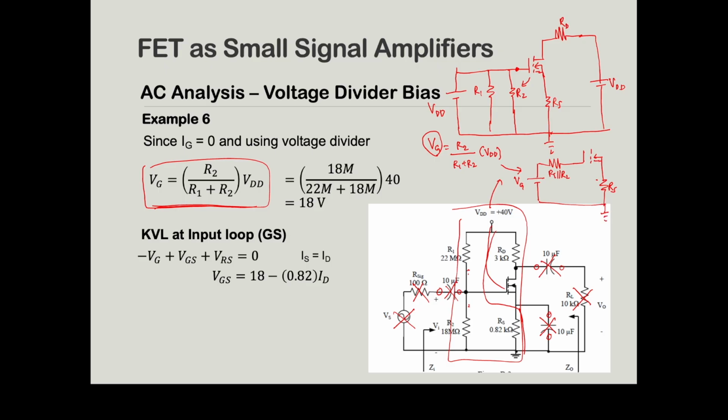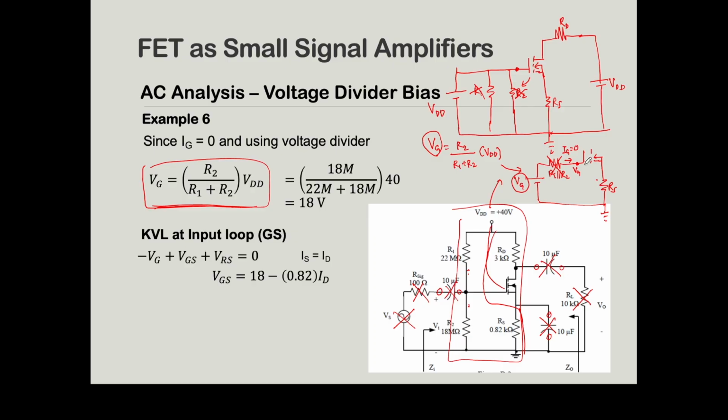Or if you don't want to include R1 and R2, because we know there's no current here, Ig is equal to 0. So when your Ig is equal to 0, of course R1 and R2 will not be included, will not be functioning at all. So of course the voltage here is actually this voltage Vg. It's better to understand it that way.